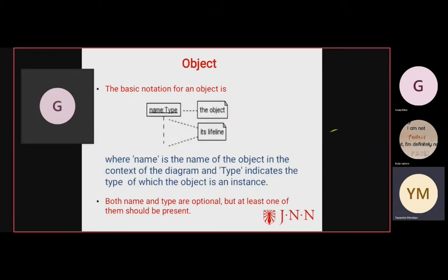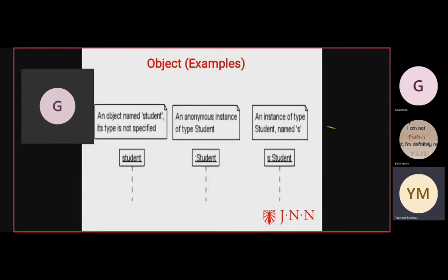Object examples are given. An object named student, whose type is not specified, is simply given in a rectangle box as student. An anonymous instance of the type student starts with a colon and then student. Next, an instance of type student named s is written as s colon student. So there are different ways of representing objects in the interaction diagram.